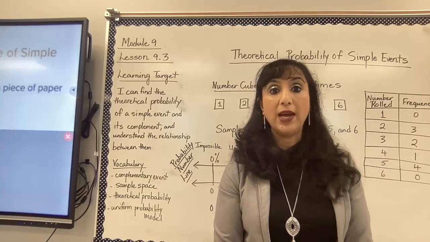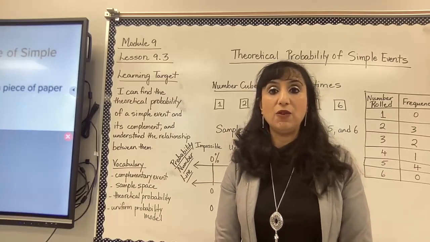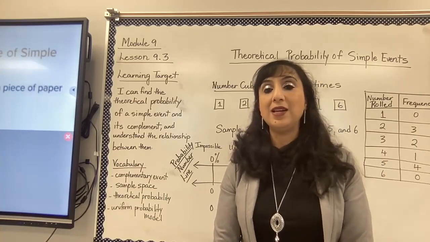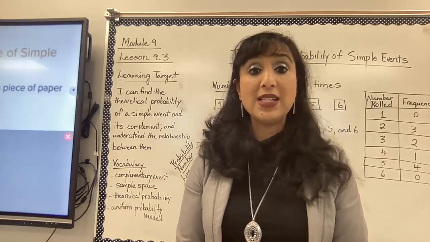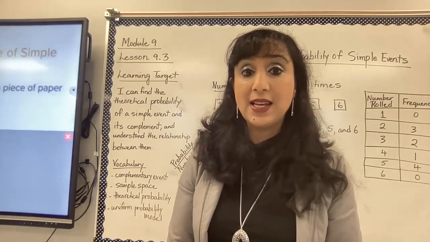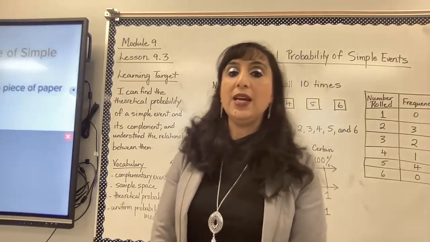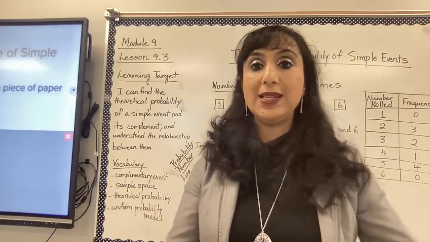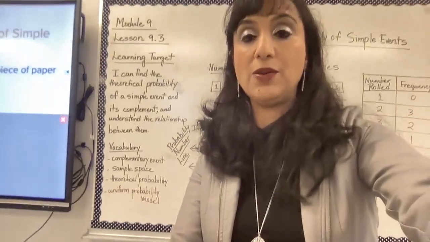between them. Okay. So there are several vocabulary words we are going to learn in this lesson. Complementary event, sample space, theoretical probability, and uniform probability model. So these are the words we are going to talk about.